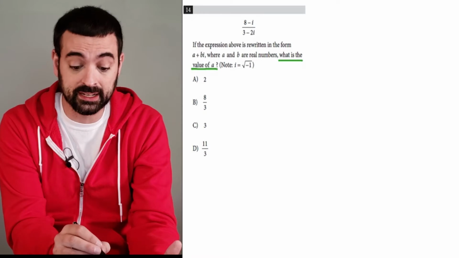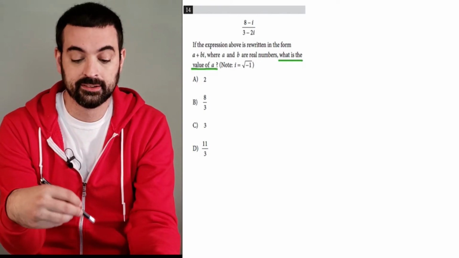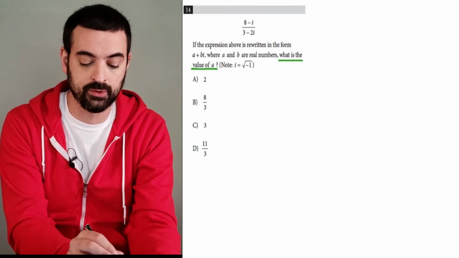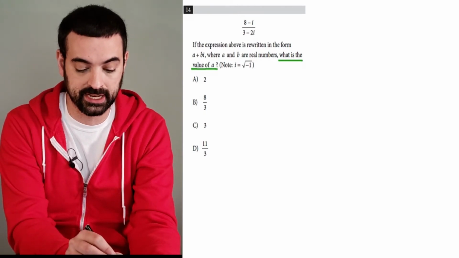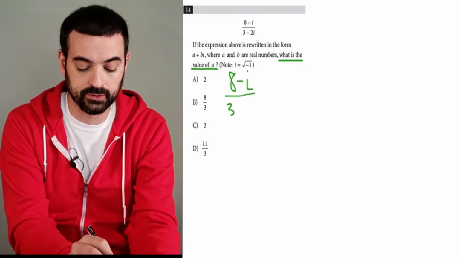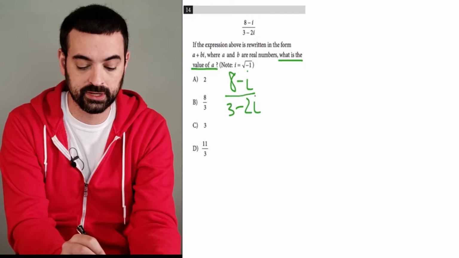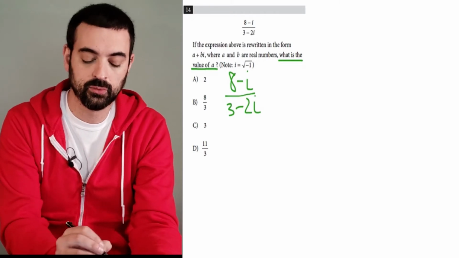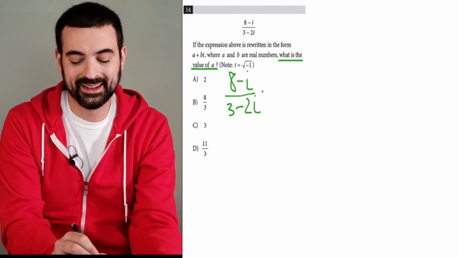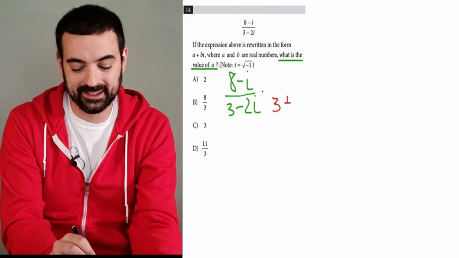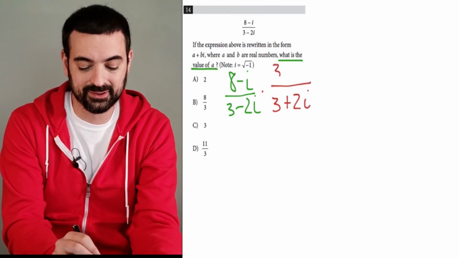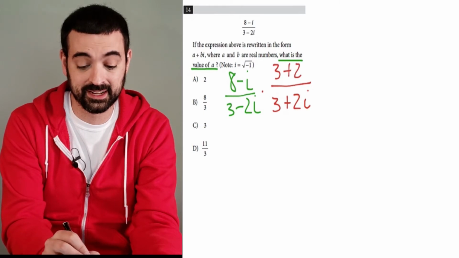So just by looking at the fact that this question has i's, imaginary numbers, and is a fraction, I know right away that I want to multiply by the complex conjugate. So I'm going to take 8 minus i over 3 minus 2i. Hey, boys and girls, what's the conjugate of 3 minus 2i? Yeah, that's right. It's 3 plus 2i. That's great. And whatever I do to the numerator, I do to the denominator, and vice versa.